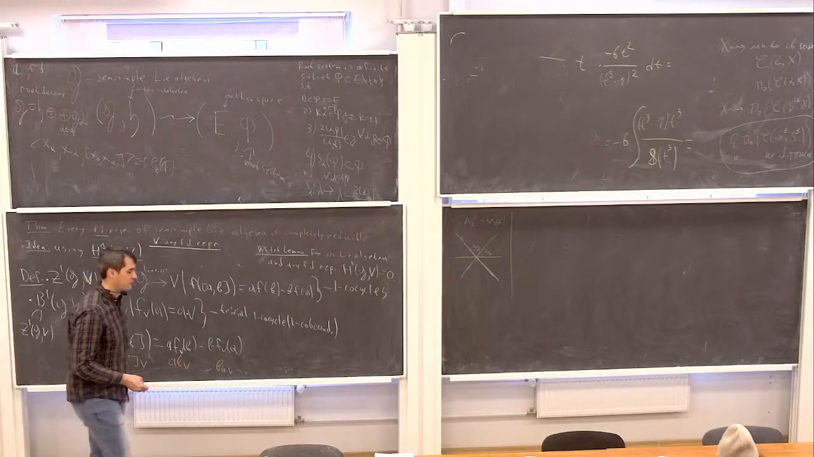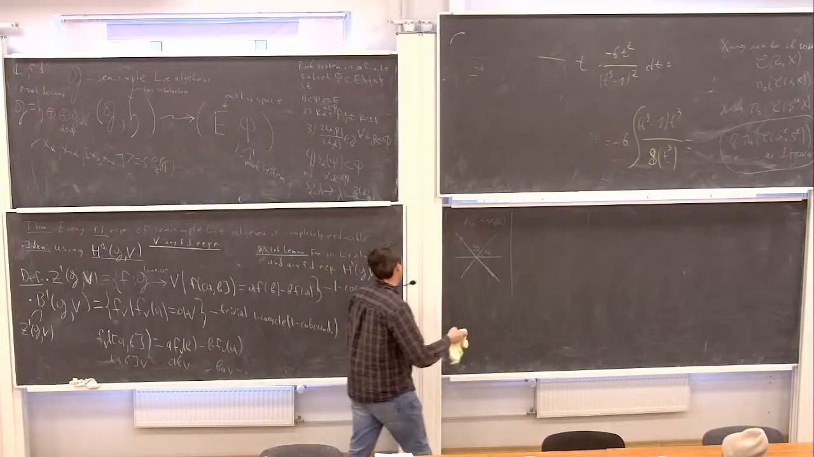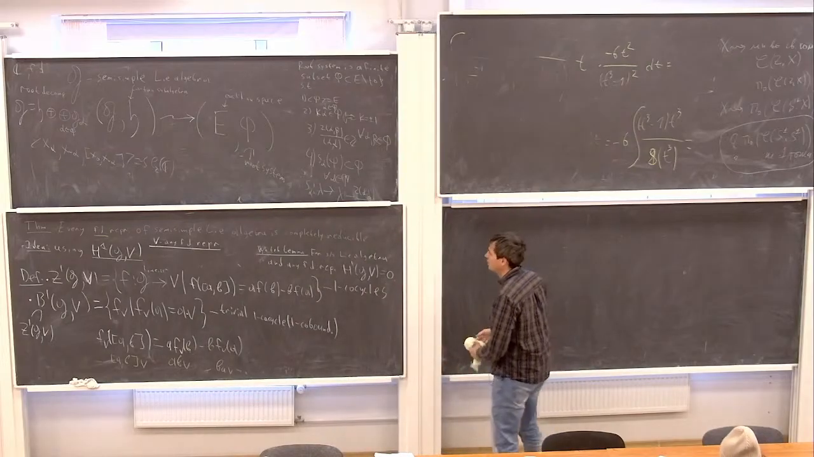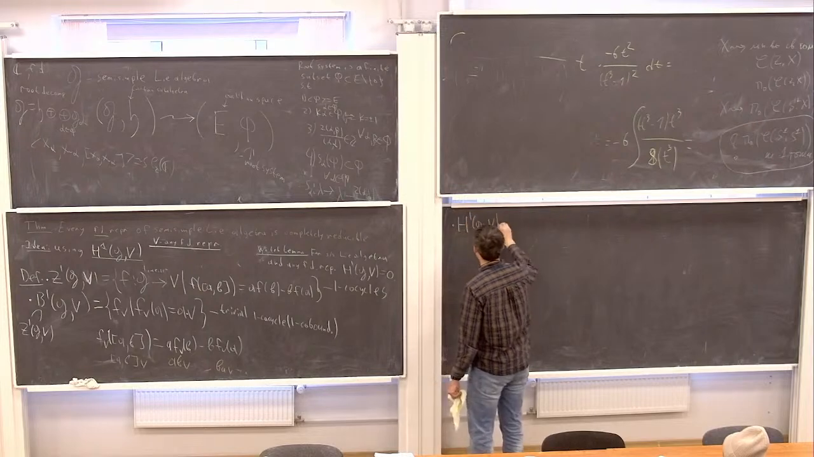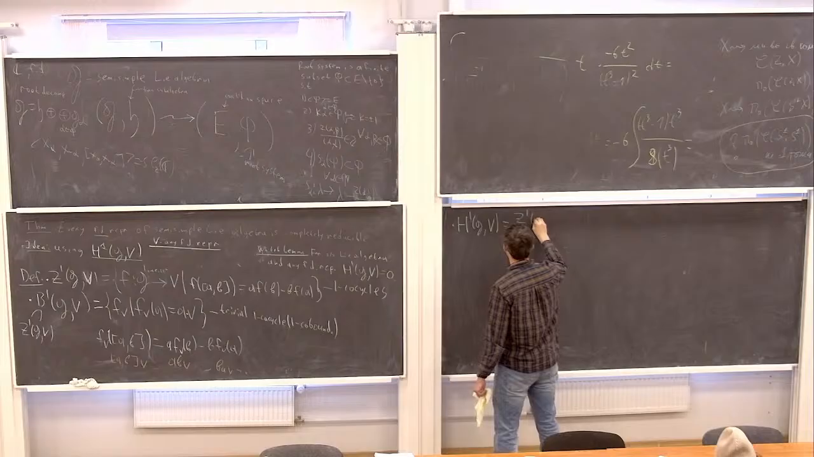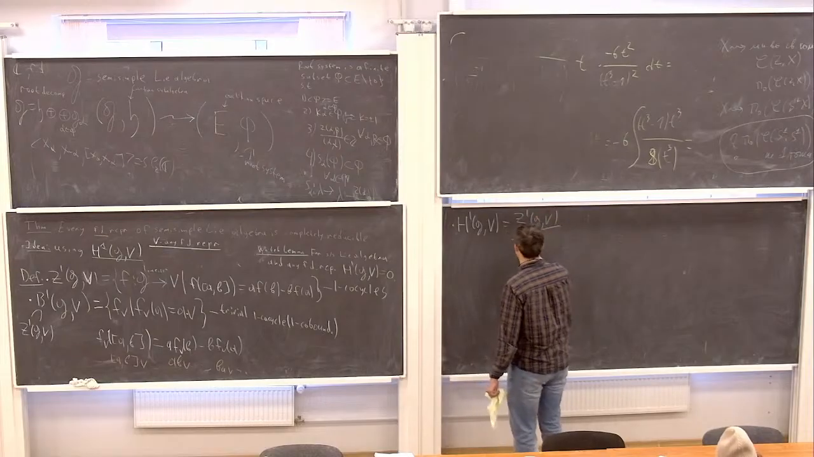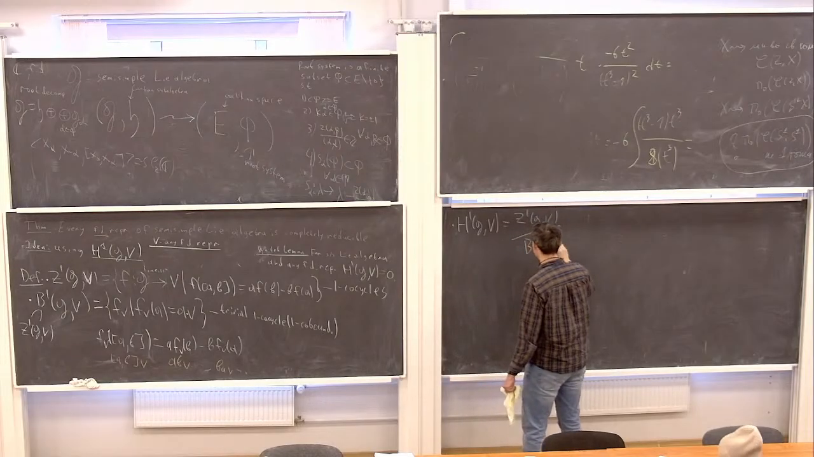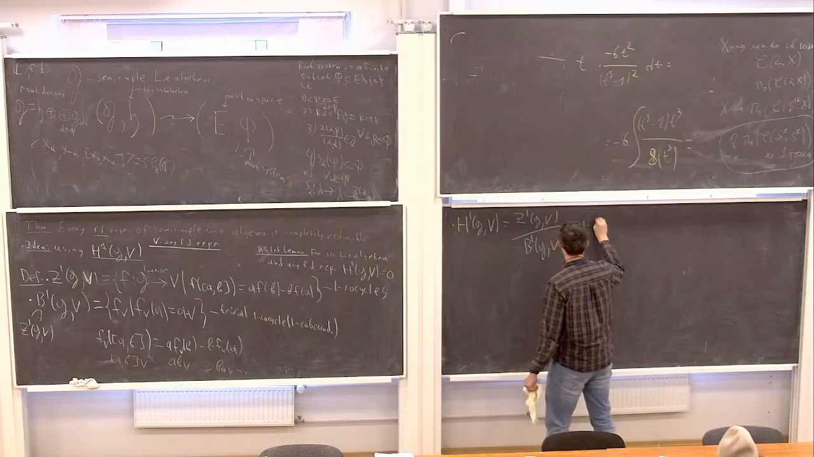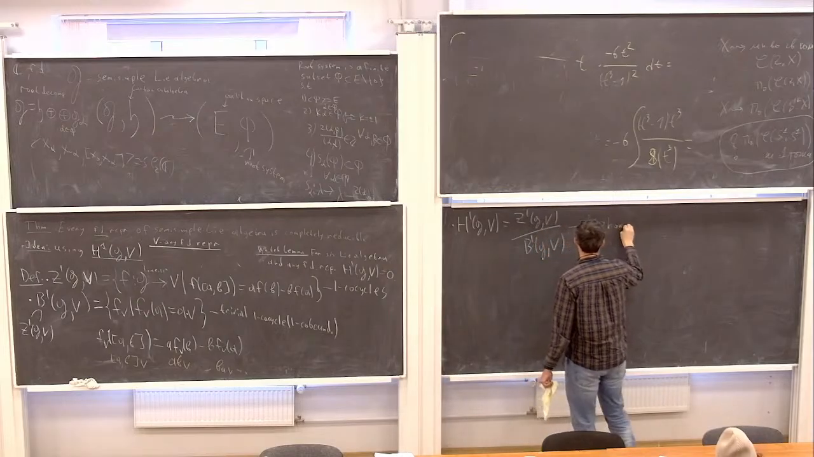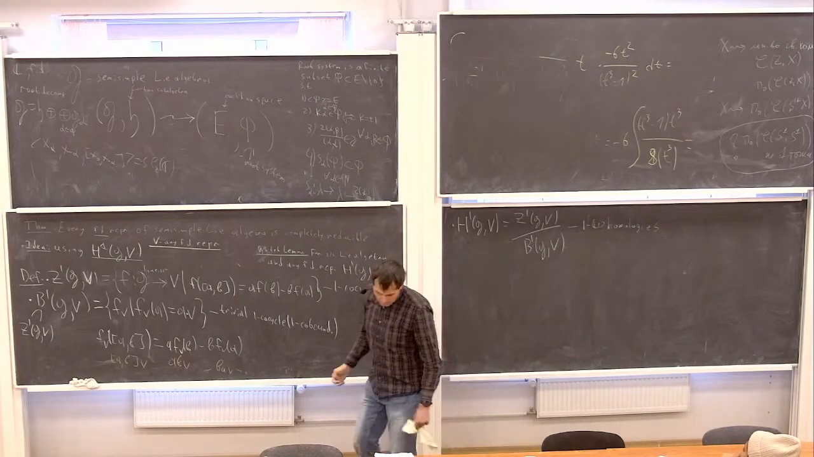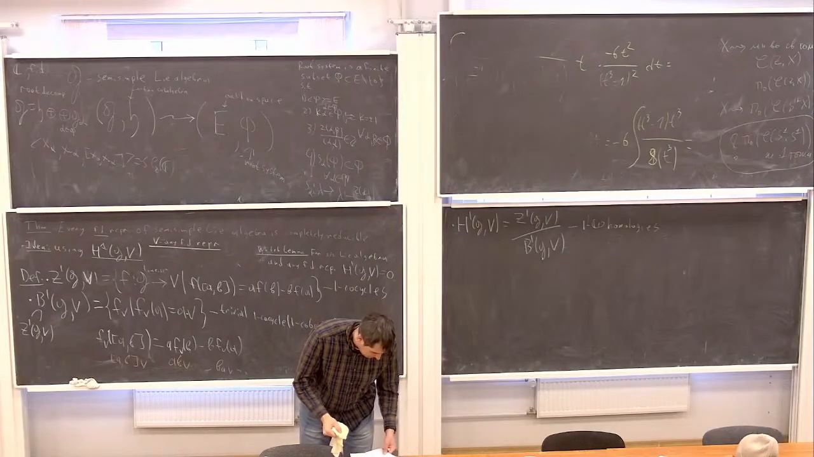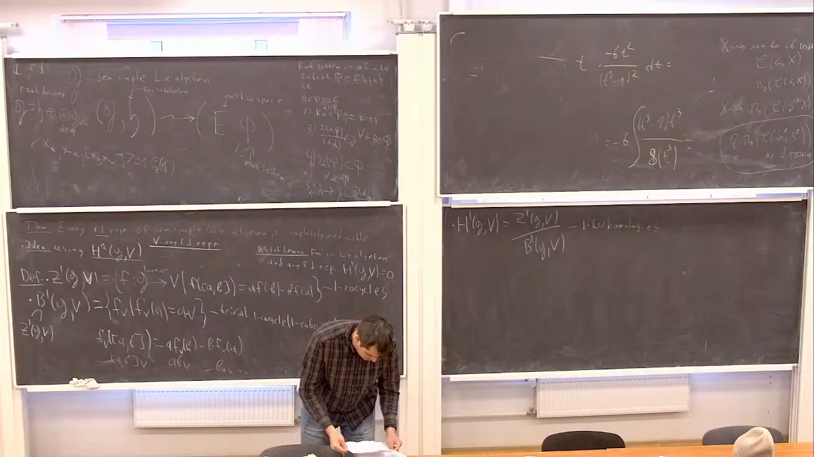Therefore, we can define the first cohomology as H1 of G, V equal to Z1 over B1 of G, V. And we need, yeah, okay, we still don't need this.